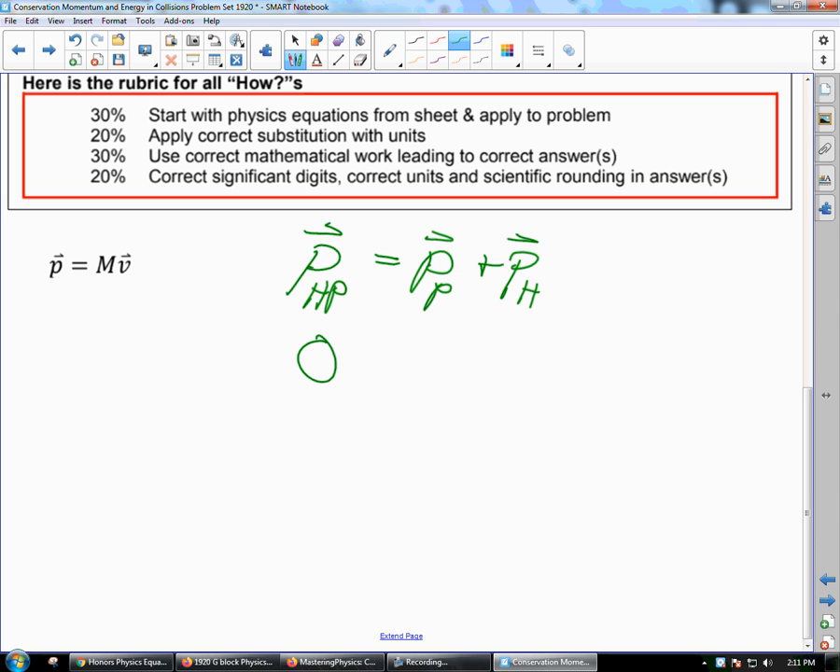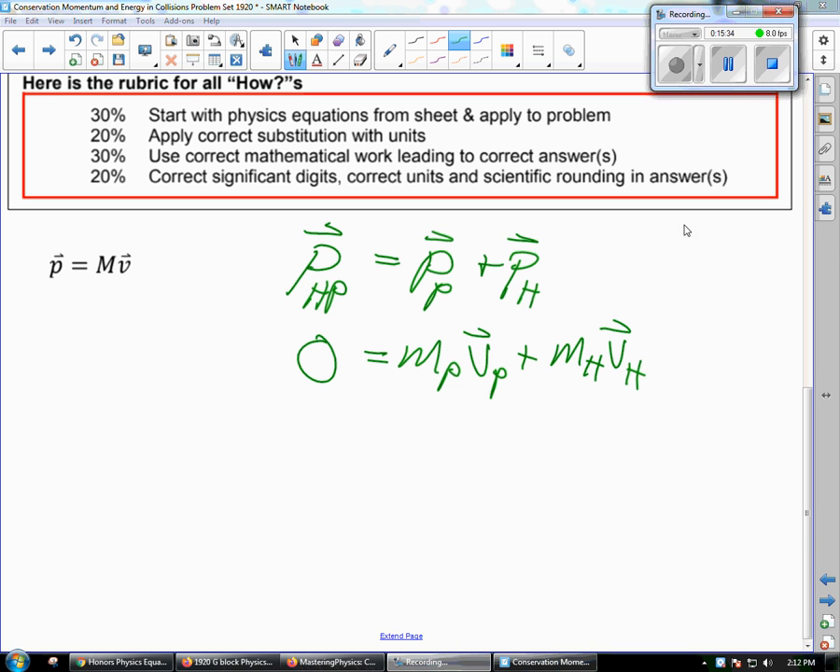This we said was 0. This would be mass of the player, velocity of the player, plus mass of the helmet, velocity of the helmet. Very important to remember that those are velocities, so you've got to get your directions right. Alright? If you don't, you'll get frustrated, or just get wrong answers again and again and again. And now you can just substitute in like we did last time. And you'll be left with one value you don't know. And that's always a happy day with math.